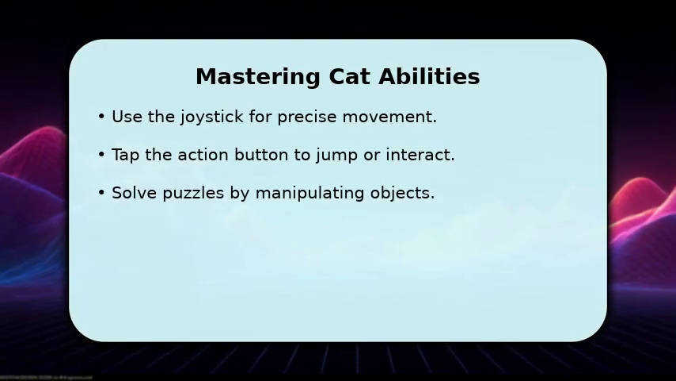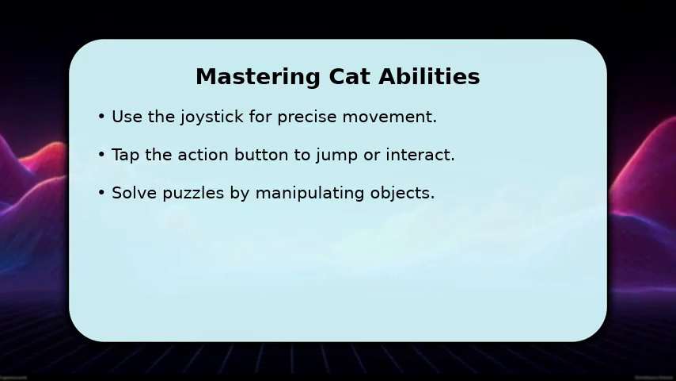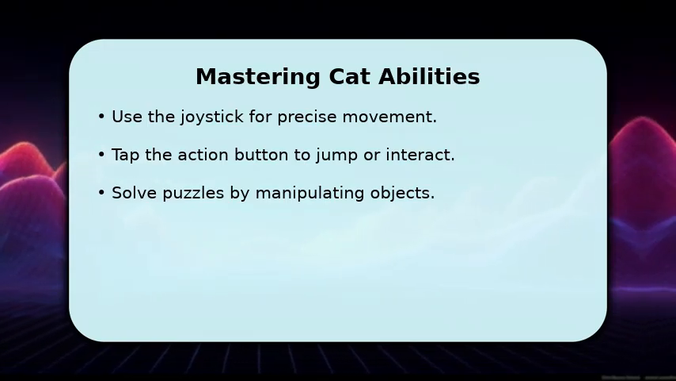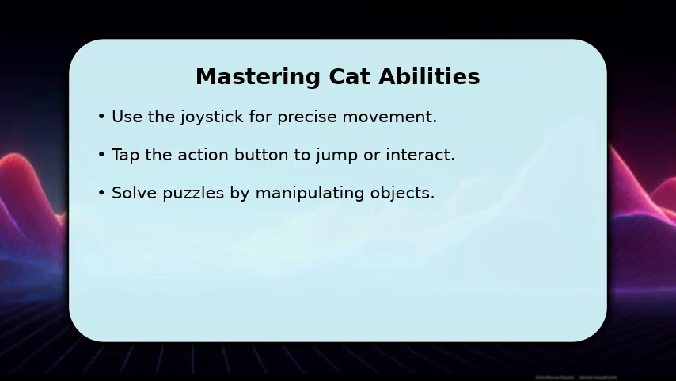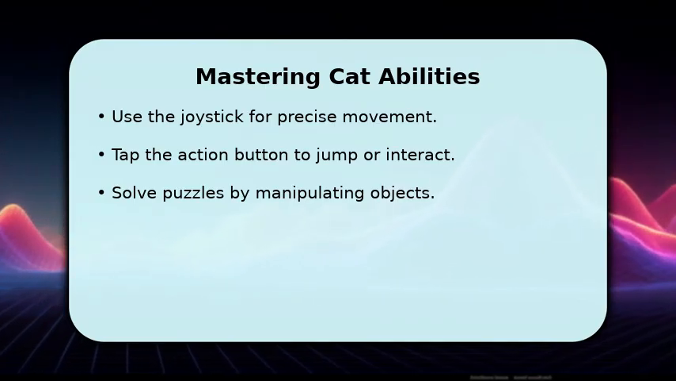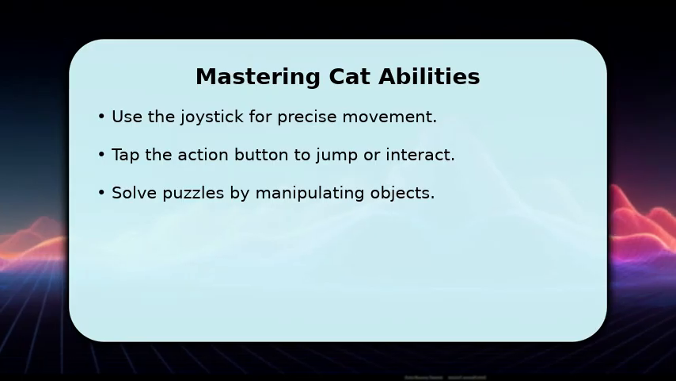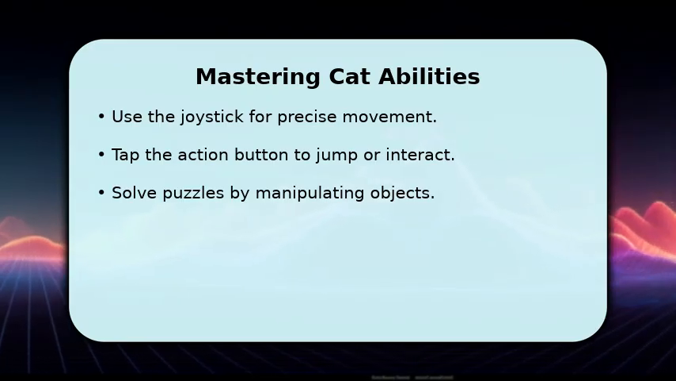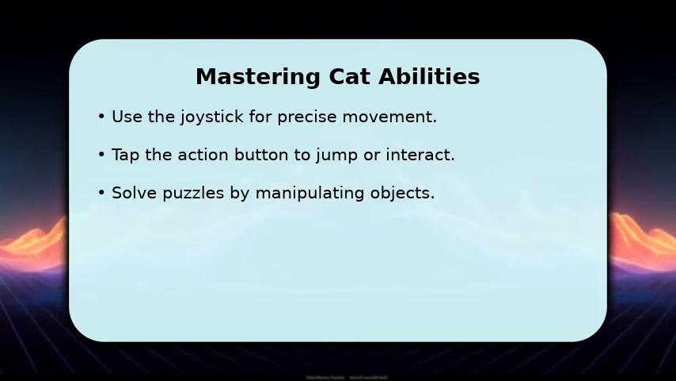To master I Am Cat, focus on its intuitive controls. A virtual joystick on the left side of your screen allows for smooth, precise movement of your cat. On the right, you'll find an action button. Tap it to make your cat jump over obstacles or interact with various items in the game world. Many challenges involve solving environmental puzzles, often requiring you to push, pull, or climb objects to progress.